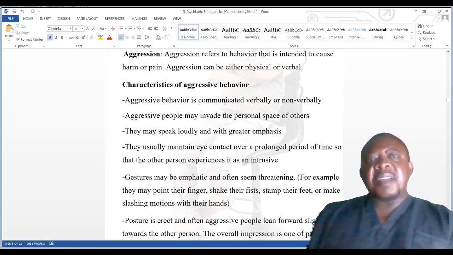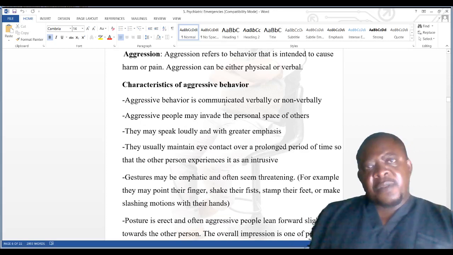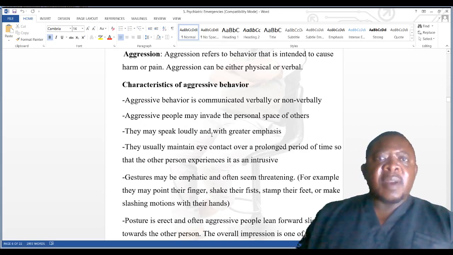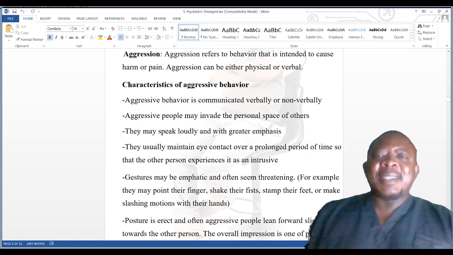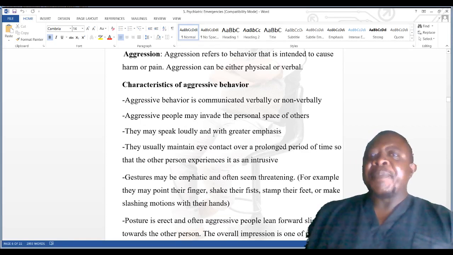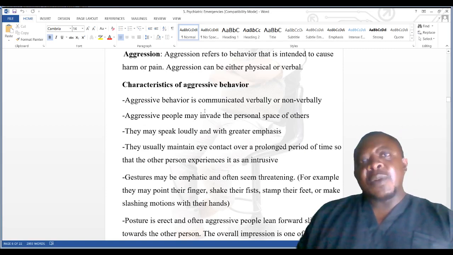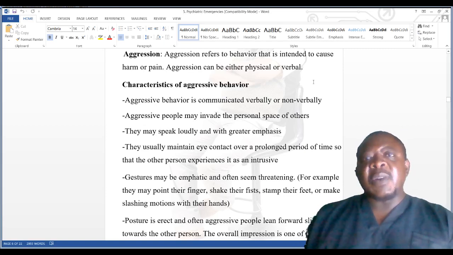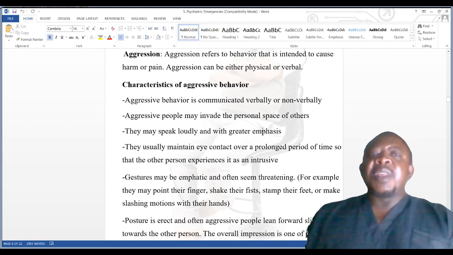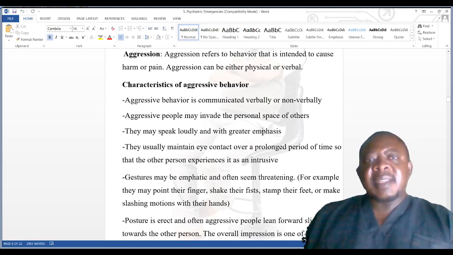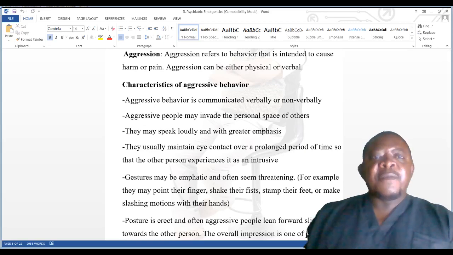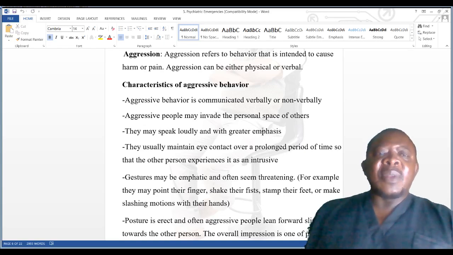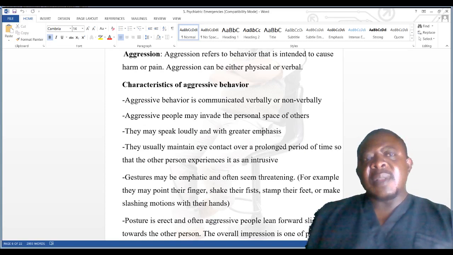We can look at them in a hospital setup as the clinical features of aggressive behavior. Aggressive behavior can be expressed verbally and non-verbally, because we have said aggression can be physical or verbal. As for tone of voice, in aggressive behavior the voice becomes too loud. You are with a person nearby, but you are busy shouting. That is a sign of aggressive behavior.